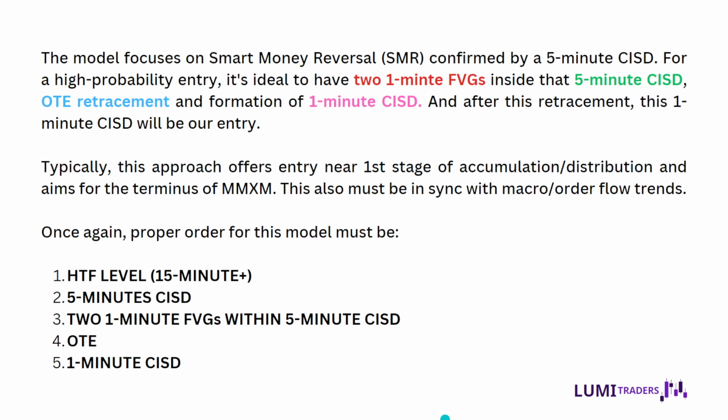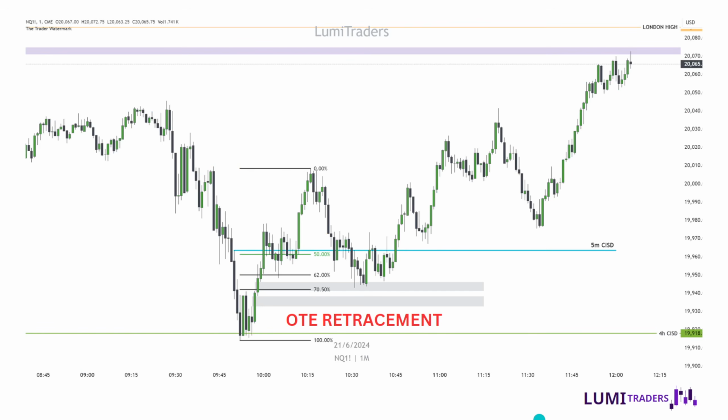Perfect. After this, we must have OTE retracement. We want to measure from this swing low to this swing high, and here is our OTE retracement. And after this, we wait for formation of 1-minute order block after we got this OTE retracement.